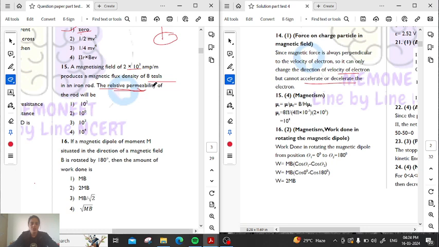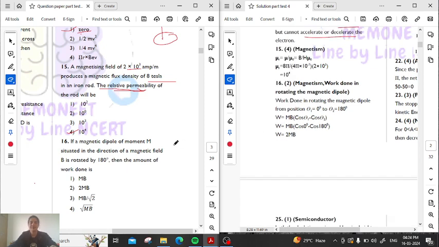μr is equal to 8 Tesla, which is given by 8π by 4π into 10 to the power minus 7, 2 into 10 to the power 3. We have converted this 8 Tesla so that when we are resolving this, we get the value as 10 to the power 4. That means your option number 4 is your correct answer.